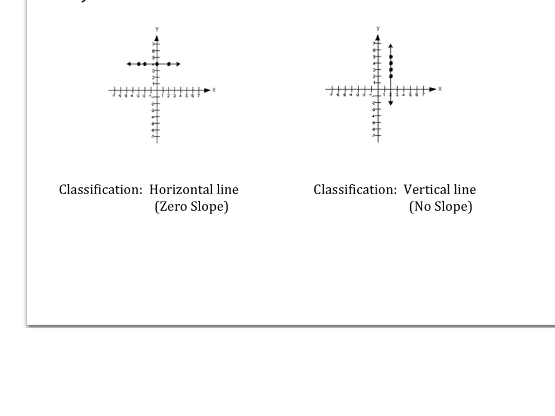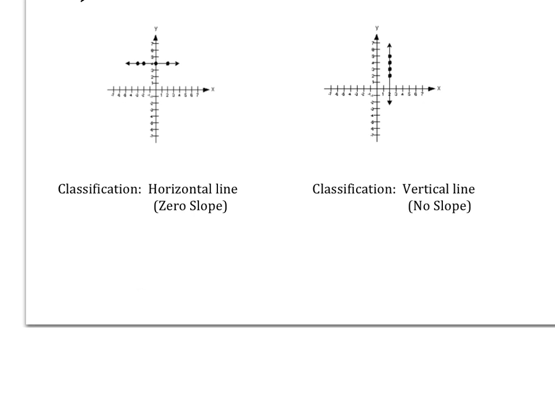There are 2 more classifications, a horizontal line and a vertical line. A horizontal line, when you read from left to right, has 0 change to it. It's flat. There is 0 change to this line. So a horizontal line has a 0 slope.